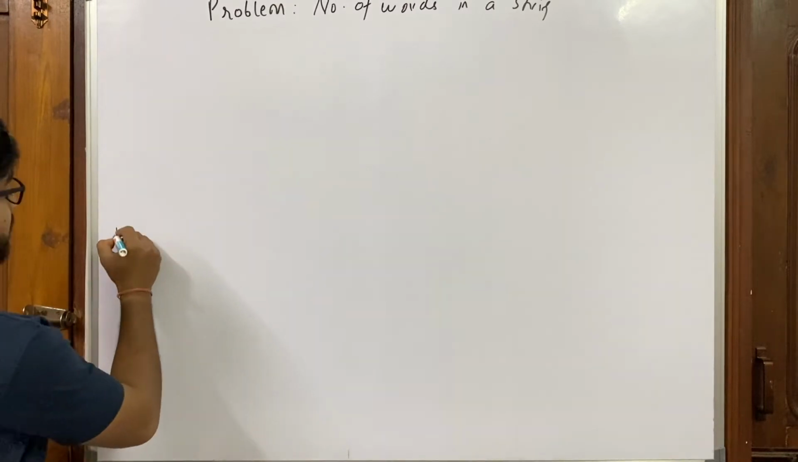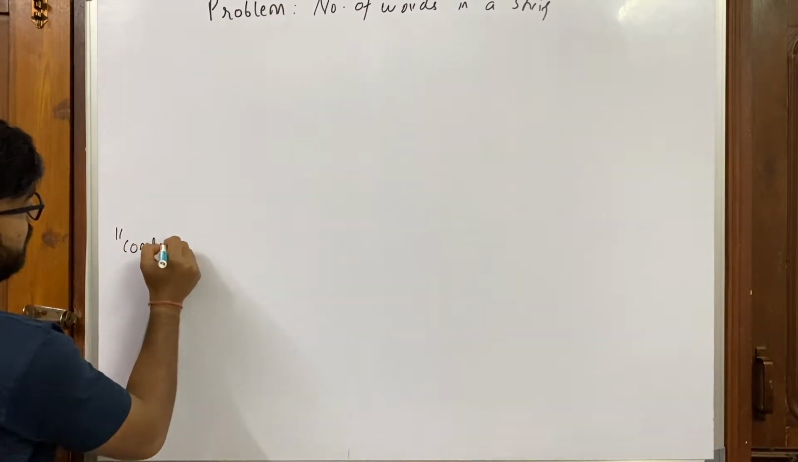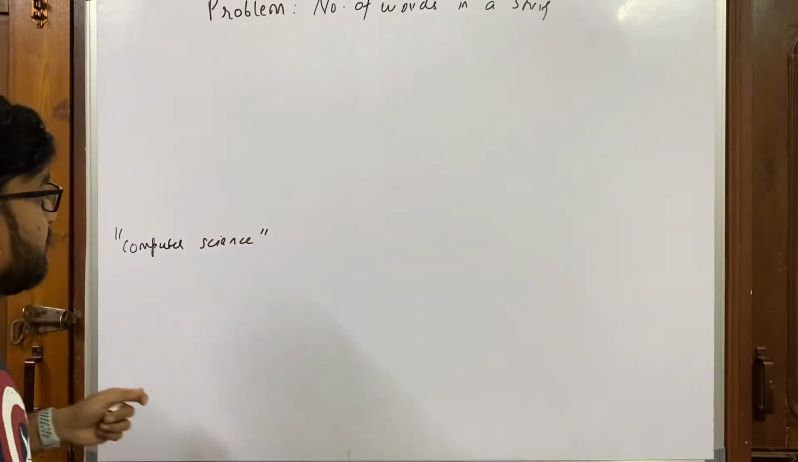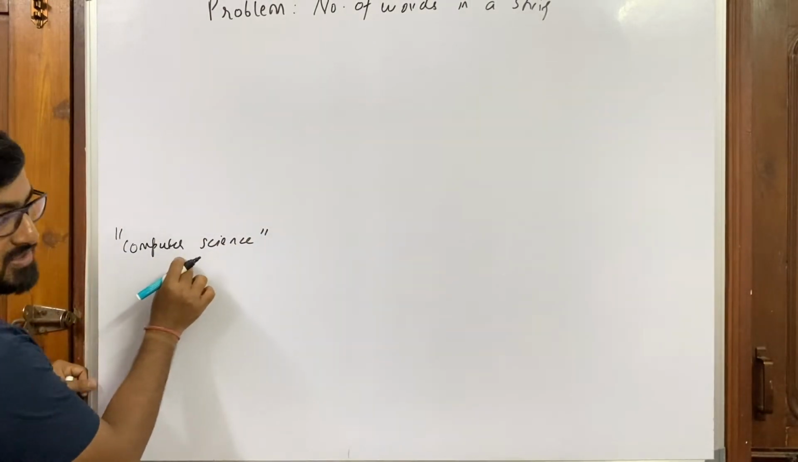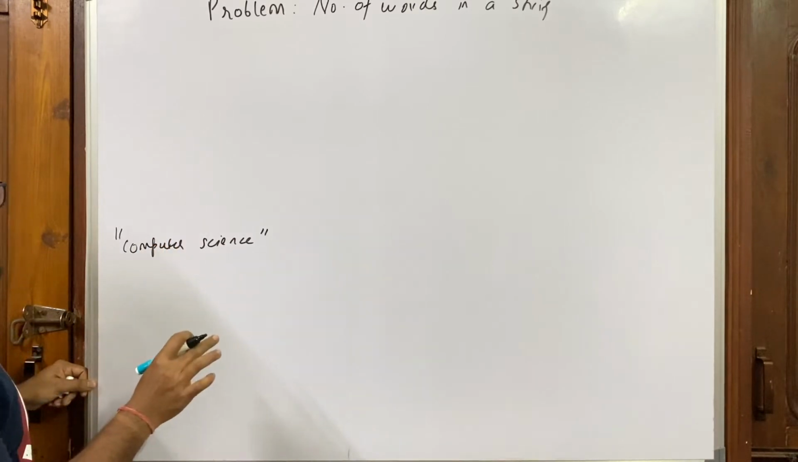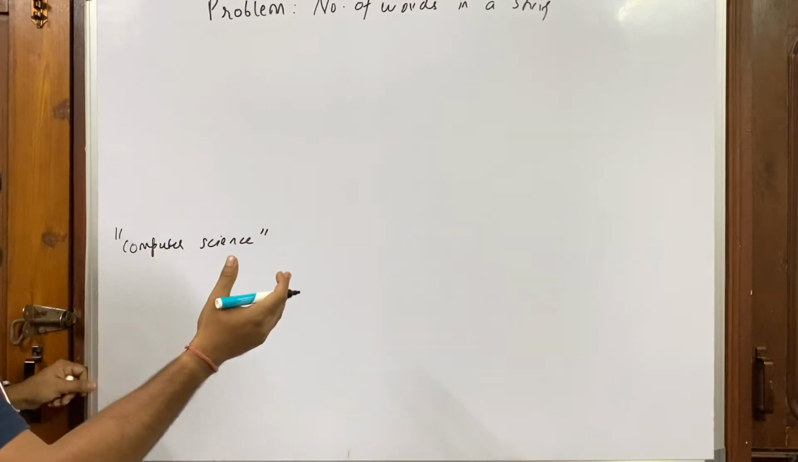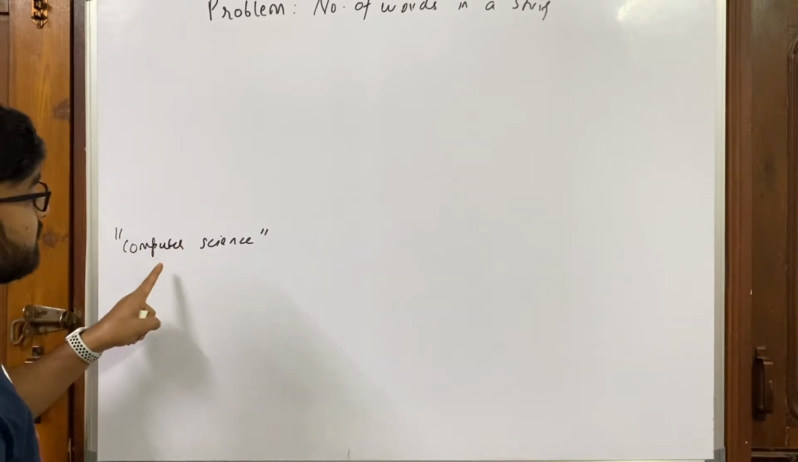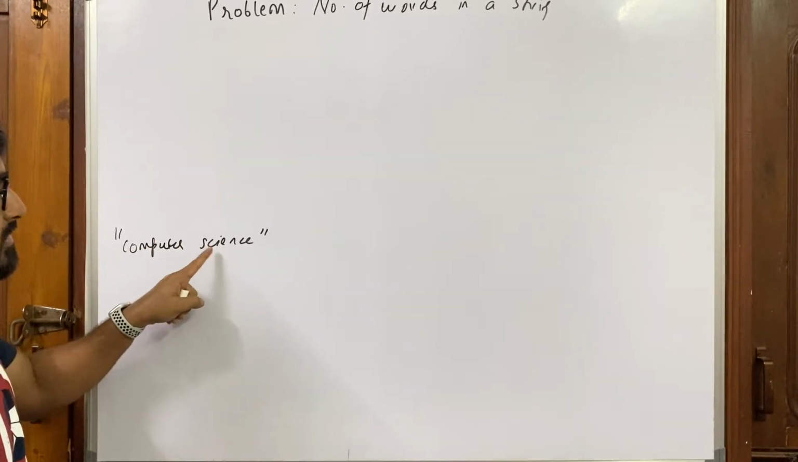So what do I mean by number of words in a string? For example, if I have a string "computer science", for me a word is a sequence of non-white space characters. Basically a white space or multiple white spaces will separate two words. So in this case, I have two words, computer and science.